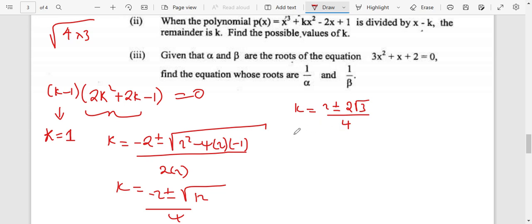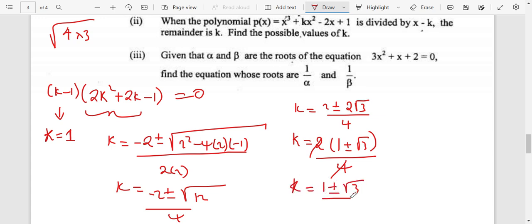Are we together? Okay, so k is going to be, I'll factorize out a 2, so we're going to have 2 open brackets, 1 plus or minus square root of 3, and then divided by 4. So a 2 can cancel with 1 here. So k then is going to be 1 plus or minus square root of 3 over 2. These are going to be the solutions. If I want, I can split this into two solutions. So that is it.